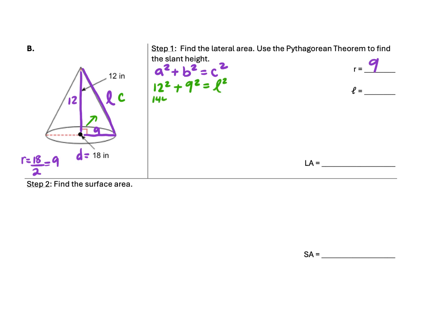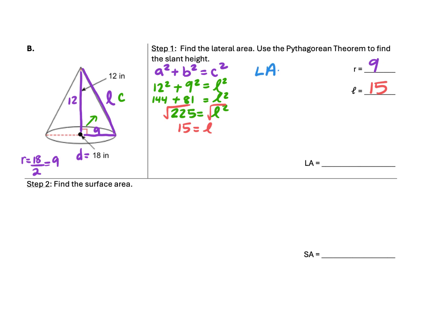So 144 plus 81, add those up, that's 225. And then we have to undo the squared by taking a square root of each side. So that would be 15. So now that we have everything, we have R, we have L, we are ready to find our lateral area.